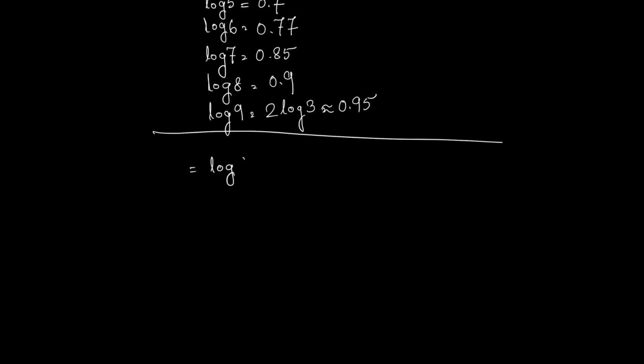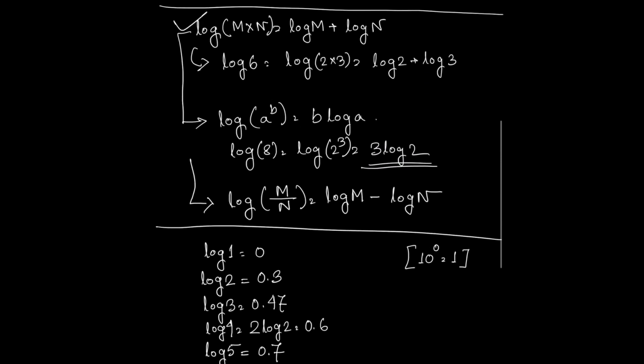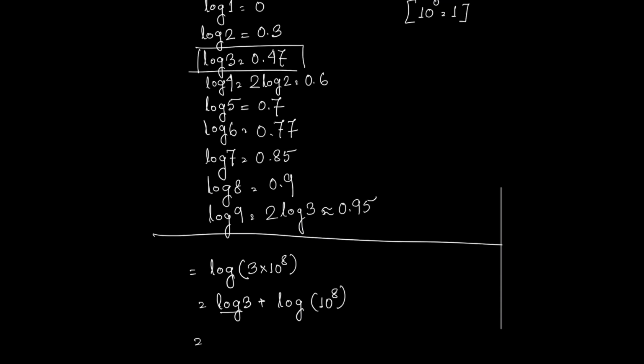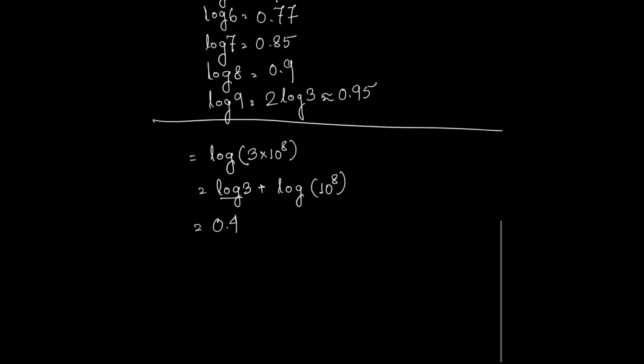Like we have to take log of, just as an example, let's say 3 into 10 to the power 8. What do we do now? We know the formula for log m into n, which we just saw: log m into n would be log m plus log n. So I have to write log 3, and here you can see log 3 is 0.47. Let us write that 0.47, and log 10 to the power 8, we obviously know, as it's of 10's power only, would be 8. So the answer would be 8.47.